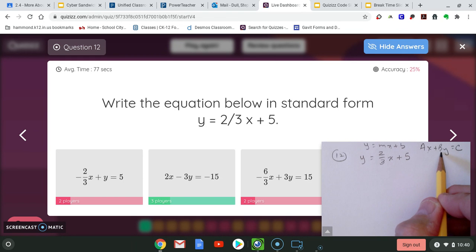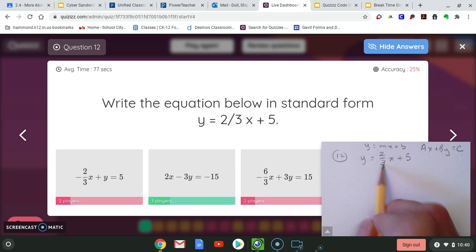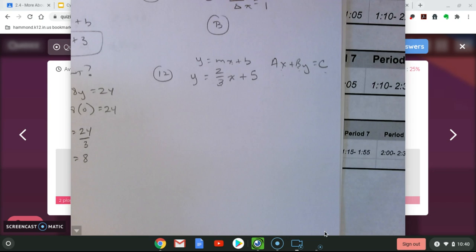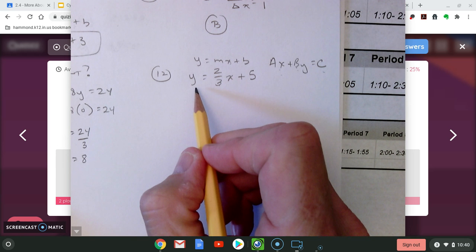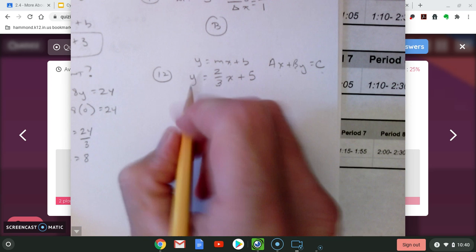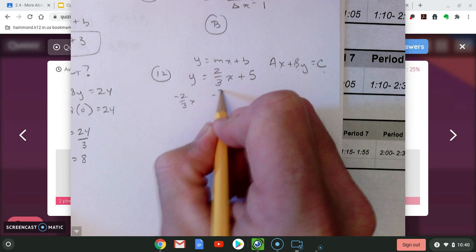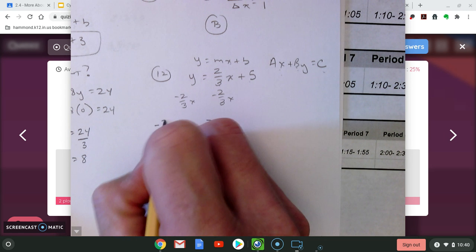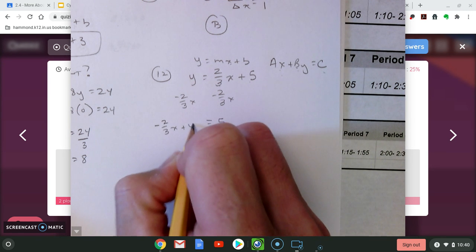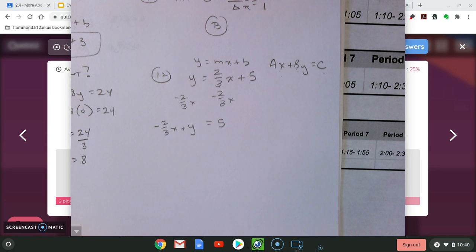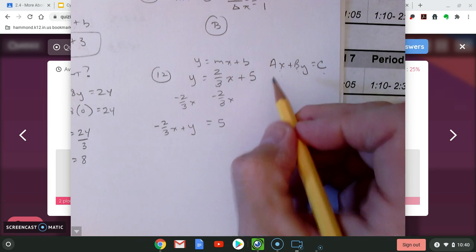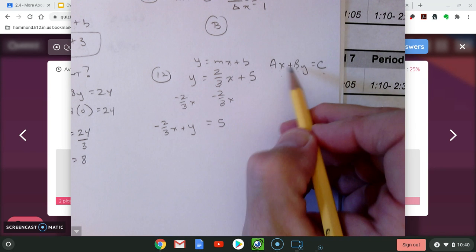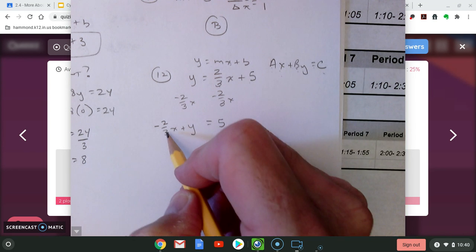My x and my y are on the same side of the equal sign, and then my constant is by itself. So if I take a look at this, if I subtract 2/3 x from both sides, I'll be left with just my constant on the right, which is good. That's what I want. Negative 2/3 x plus y. And you might feel a little bit like, oh, we're done here. We're good. Two things. In ax plus by equals c, all my coefficients are integers, so I can't leave this as a fraction.